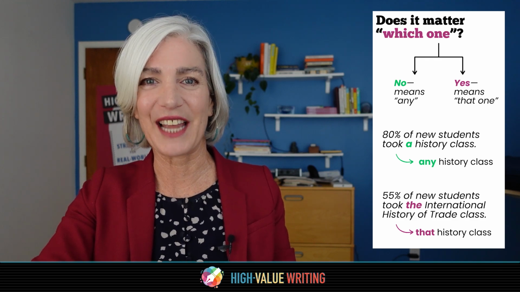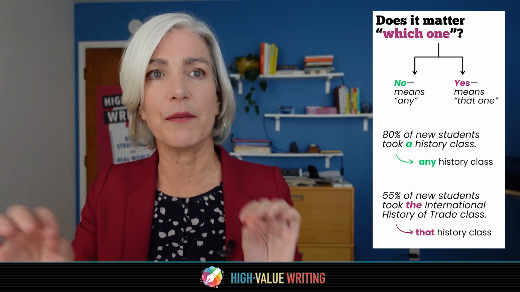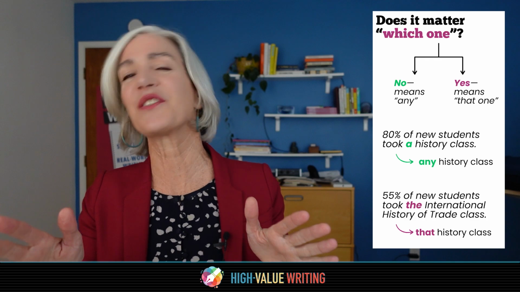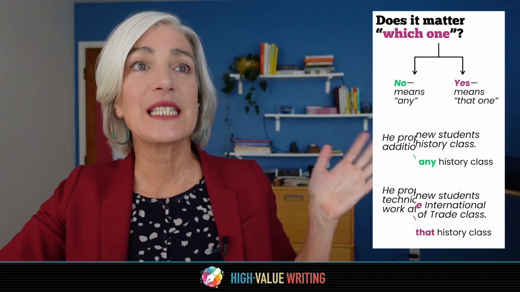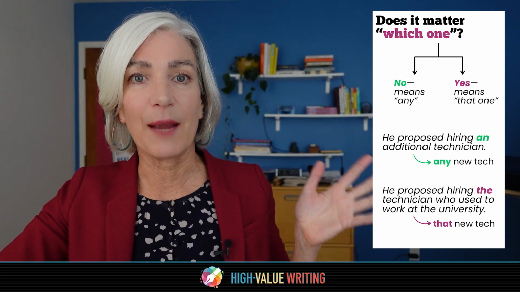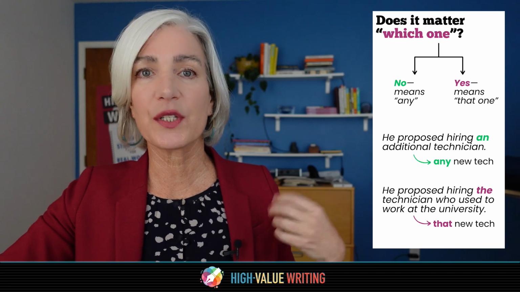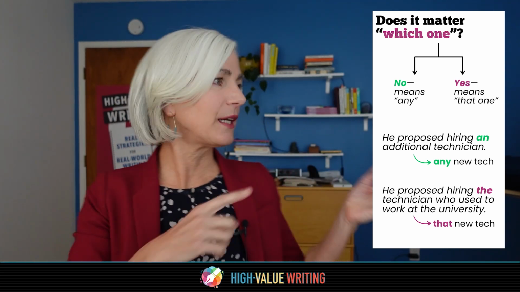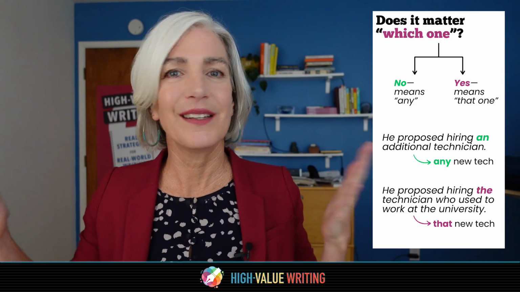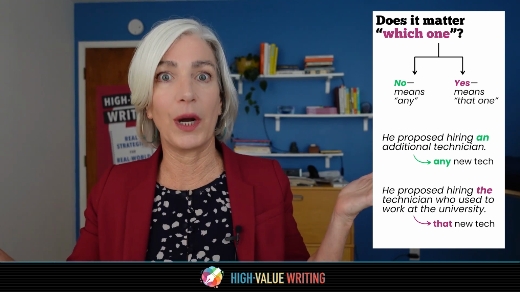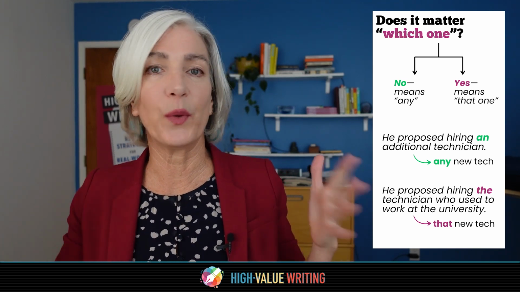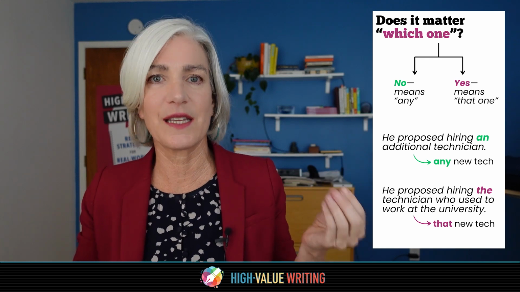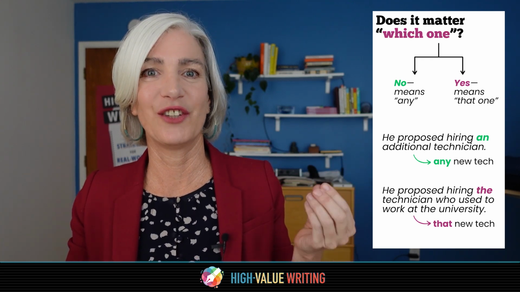Let's look at another example, and then we're going to have kind of a fun mini quiz where you can try this out quickly yourself. Second example, following the same guidelines. He proposed hiring an additional technician. Can we point at which technician we want? Not yet. We want another one. Where are they going to come from? We don't know. It's kind of like any technician at this point, right?